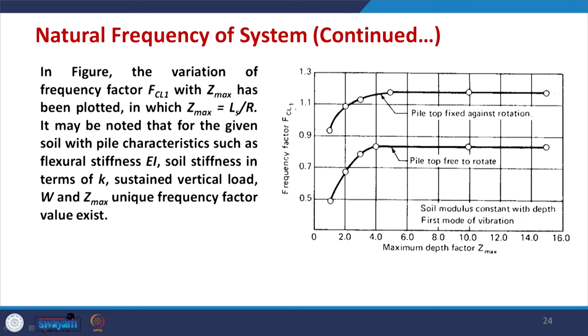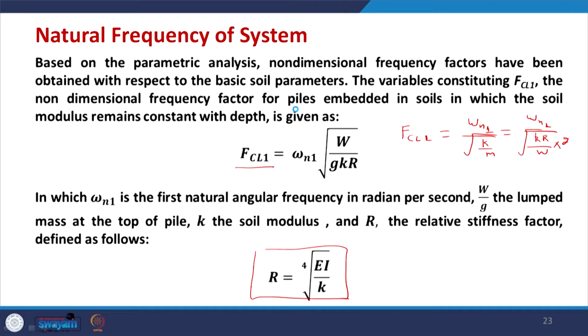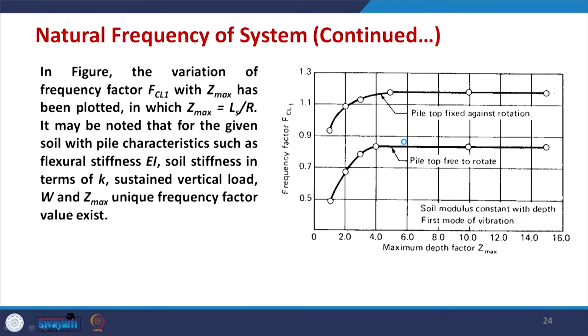So, what is done? You find the value of FCL1 from this, and once FCL1 is known, then you can find omega n1 from this equation. So, this we will discuss when we discuss a numerical example. This was the case when the modulus of subgrade reaction is constant with the depth.